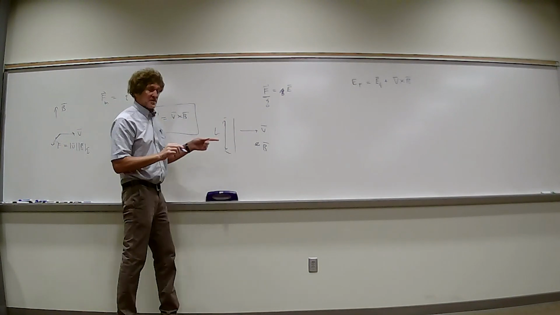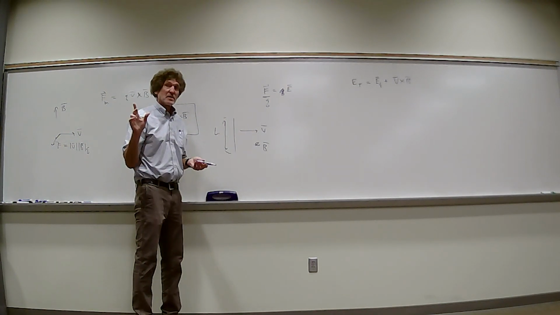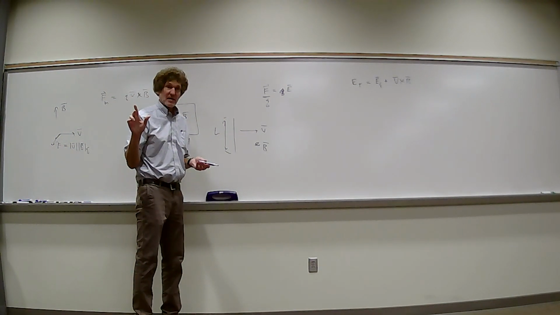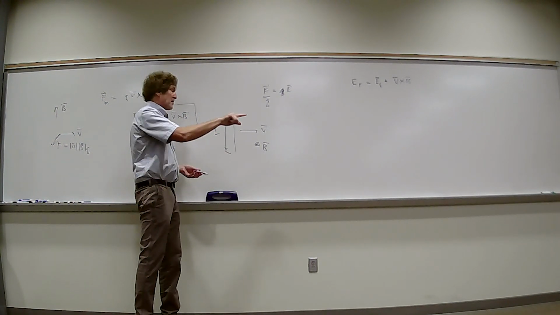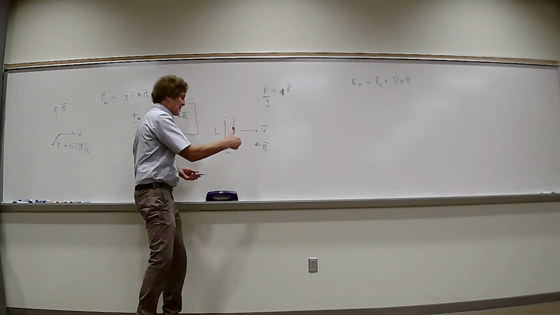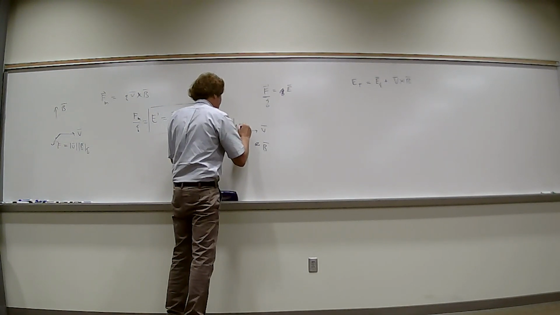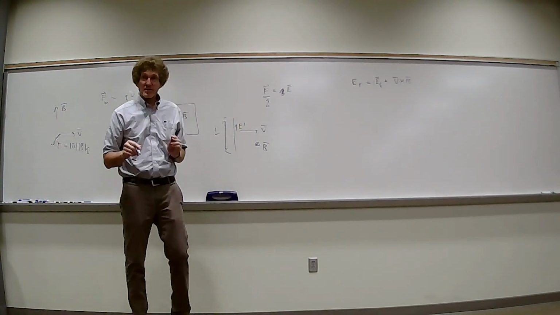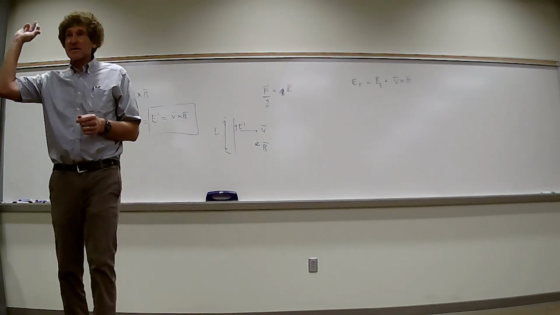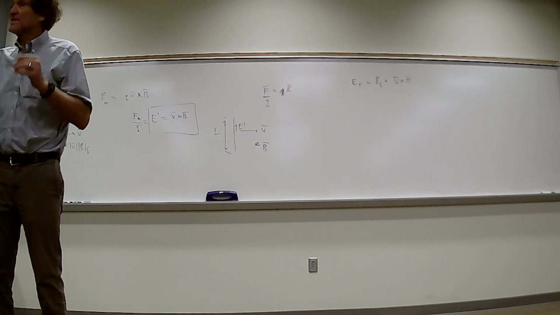V is in that direction. I'm not putting any coordinate systems yet. I want you to just get the right-hand rule and see this. V cross B, the electric field is up. The induced electric field on that wire would be up from the motion. Does everybody follow me on that? How many see this? It's real easy at this point.